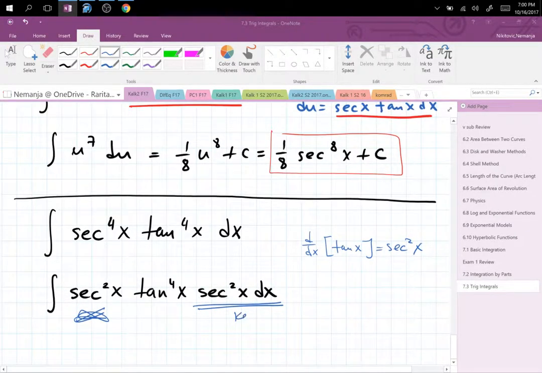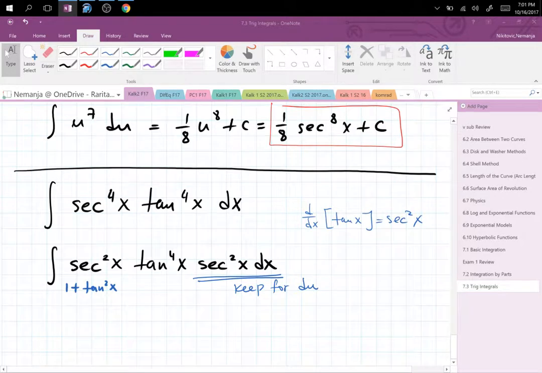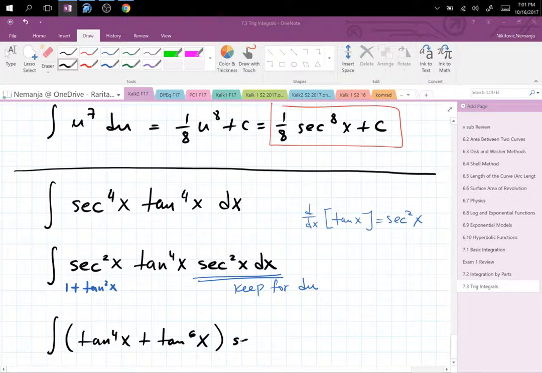So keep that for du. I need to get rid of the first secant squared. So we get rid of the secant squared by writing what? Very good. So this integral becomes tangent to the 4 x plus tangent to the 6 x, times secant squared x dx.